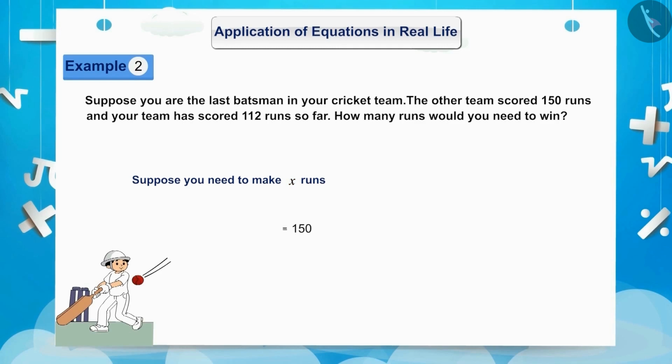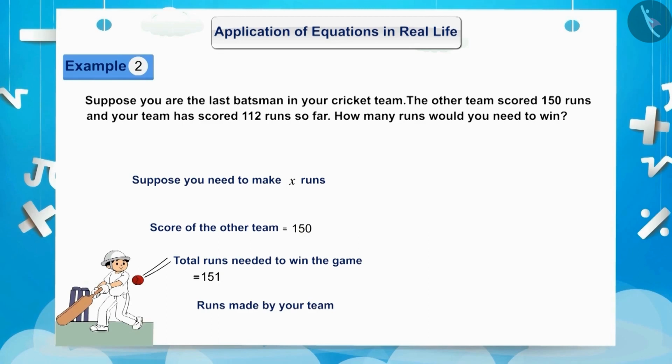If the score of the other team is 150 runs and you score 150, then the match will be a draw. But in order to win the game, your team needs 151 runs. If we represent this situation in algebraic form, the equation would be runs made by your team plus number of runs you need to score is equal to 151. That is, 112 plus x is equal to 151. In order to find the value of x, we have to solve this equation.